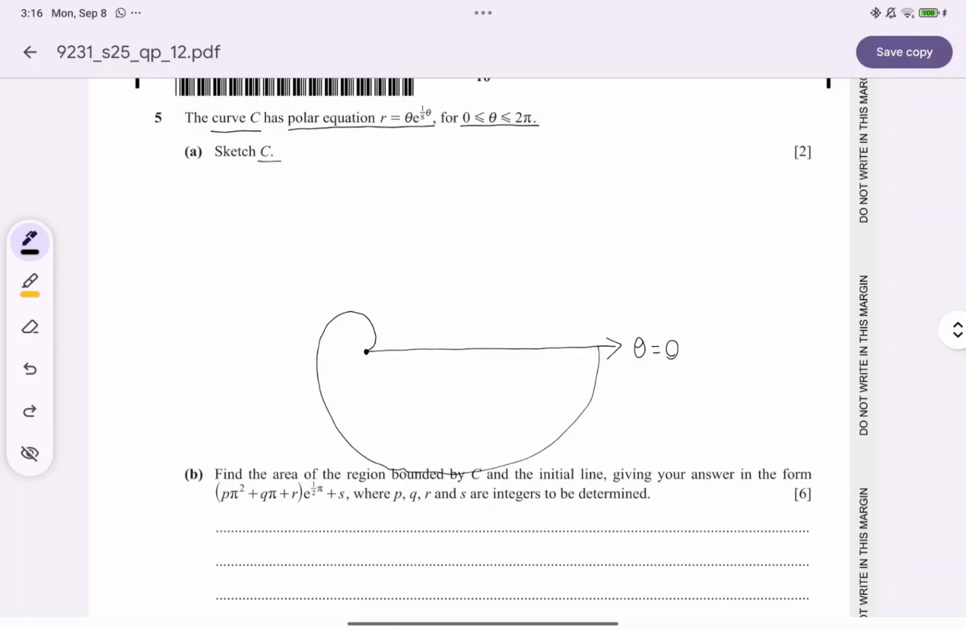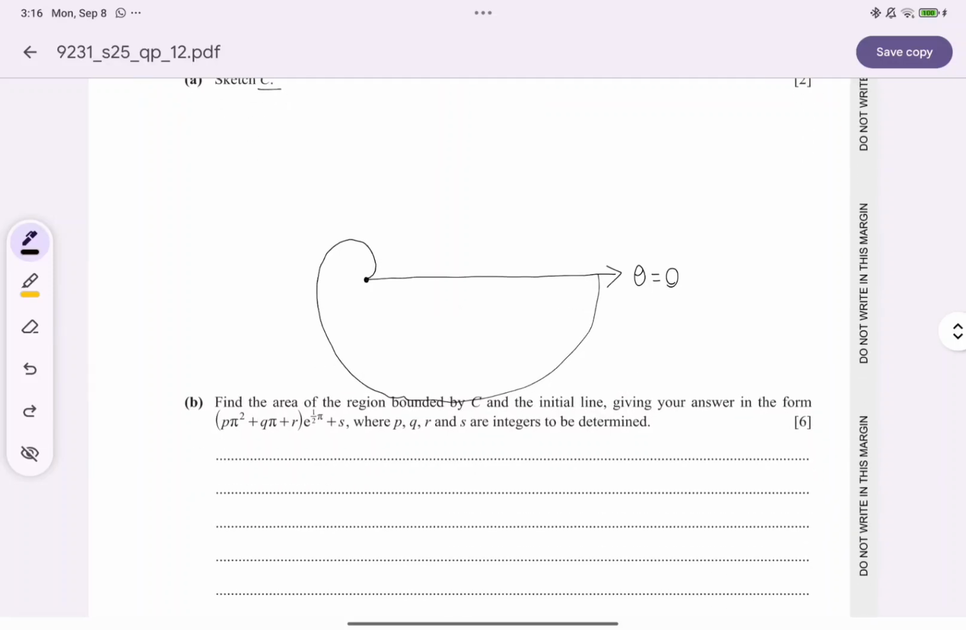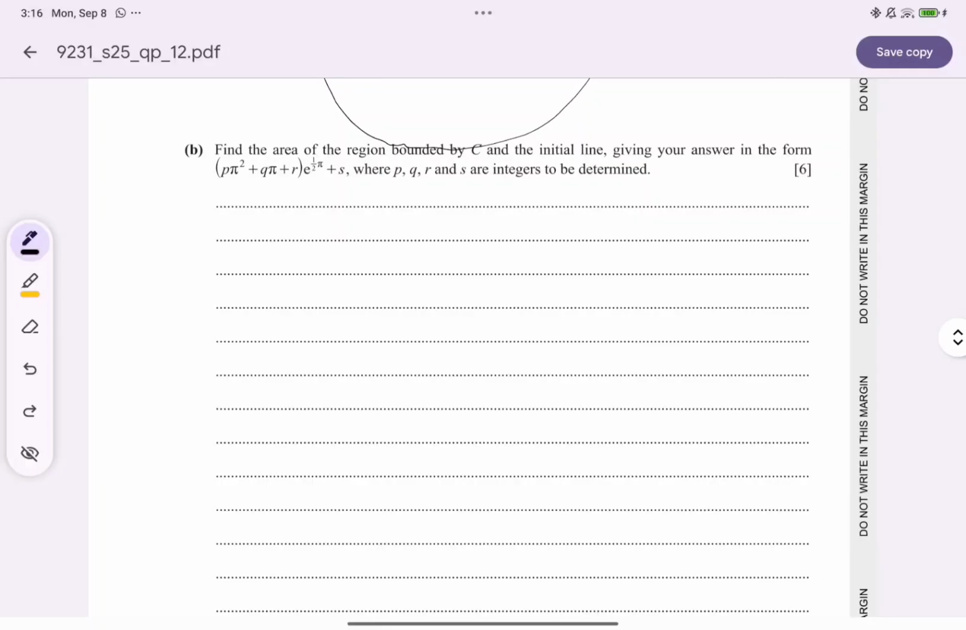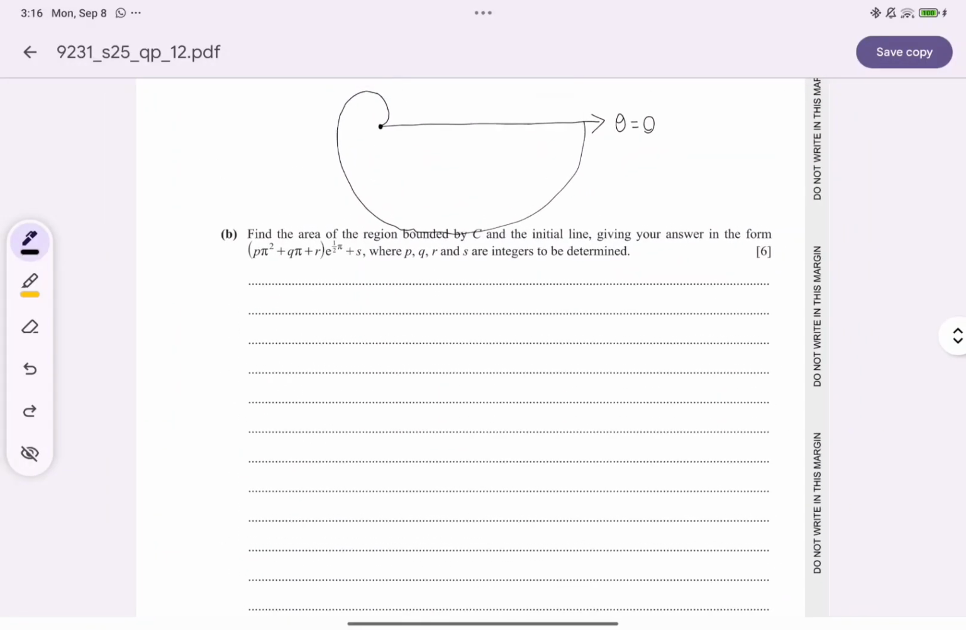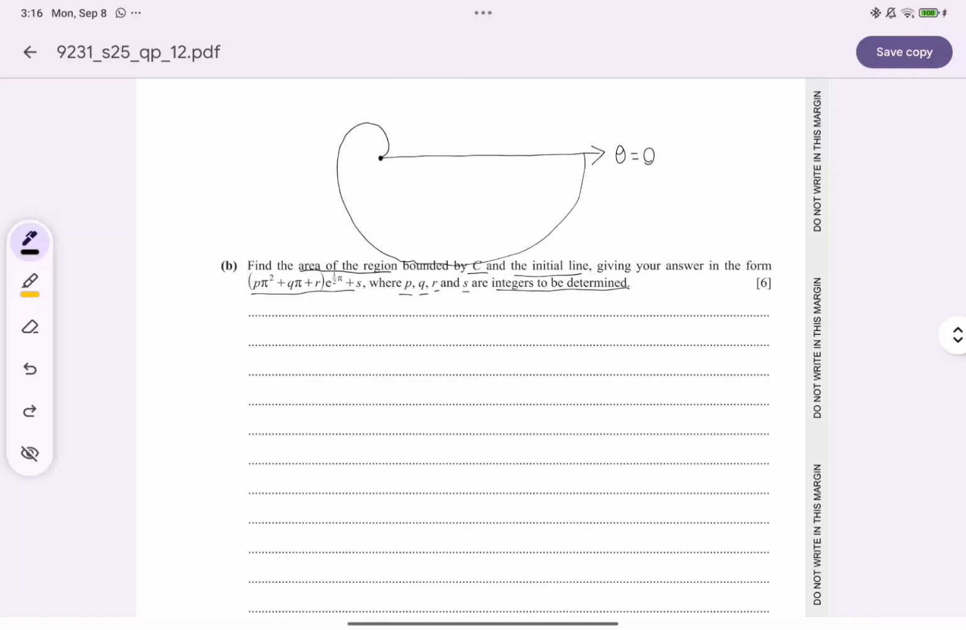To sketch any polar curves, just substitute values of theta into the equation for the given domain. So this is our final answer for this part. Let's head on to the next question. Here we have to find the area of the region bounded by C and the initial line, giving your answer in this form, where P, Q, R, and S are integers to be determined.